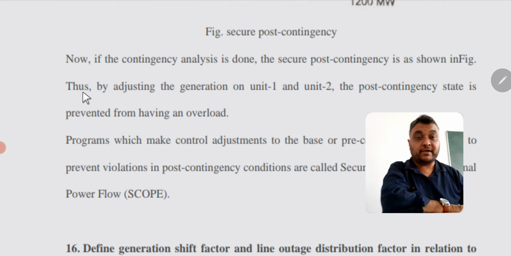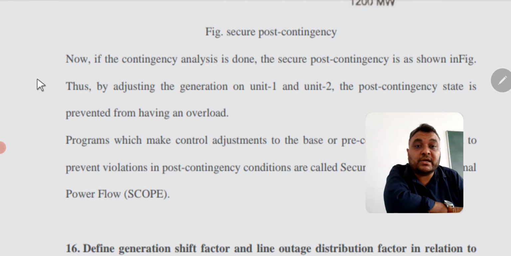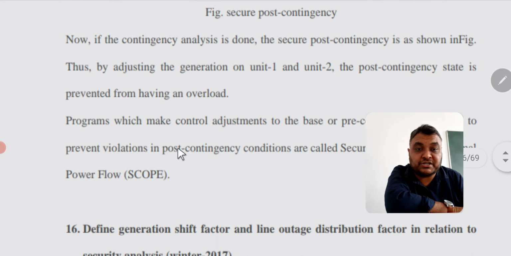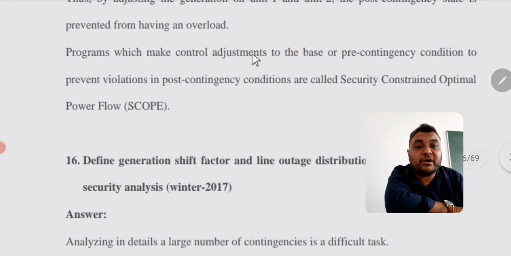Now, if the contingency analysis is done, the secure post contingency is shown in the figure. Thus, by adjusting the generation on unit 1 and unit 2, the post contingency state is prevented from having an overload condition. Okay, so the program which makes control adjustments to the base or pre-contingency condition to prevent violations in post contingency conditions is called security constrained optimal power flow. So this is also known as SCOPF.